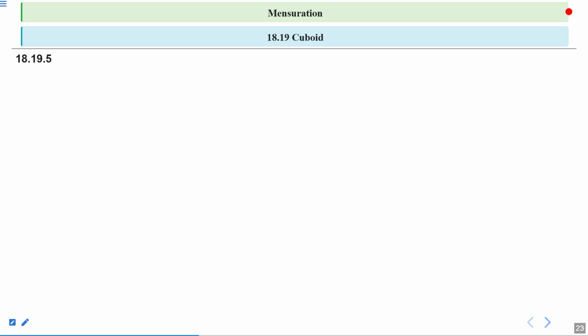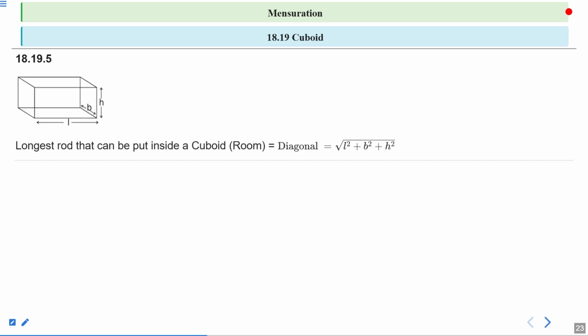Next one of the cuboid, 18.19.5. So this is the diagram. The longest rod that can be put inside the cuboid is equal to the diagonal, under root L square plus B square plus H square. Next one.